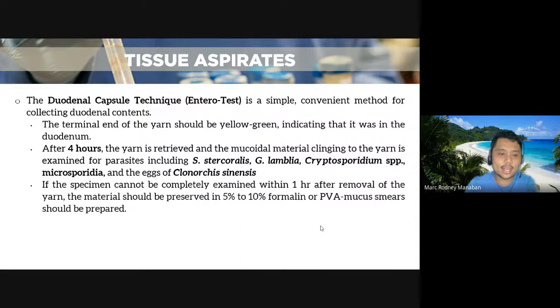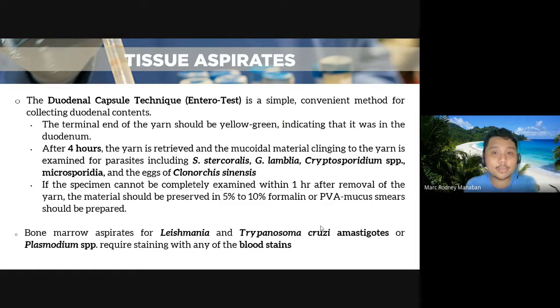Okay, all right. Now again, if the specimen cannot be examined within 1 hour, you then preserve it. You preserve by using formalin or PVA. All right, okay. And bone marrow aspirates? Usually, again, we're detecting your blood parasites, Leishmania, Plasmodium, Babesia. We process it similar to blood. We then subject it to blood stains, okay? Wright's or Giemsa, okay? All right. So, yeah, that's for your tissue aspirate.